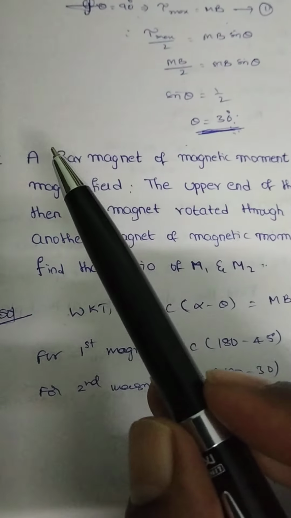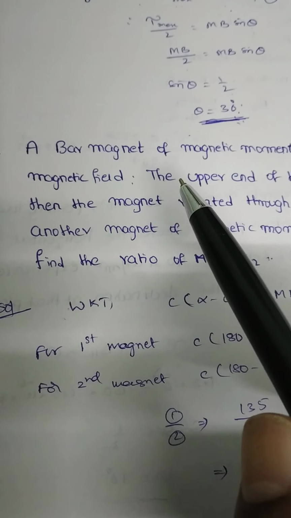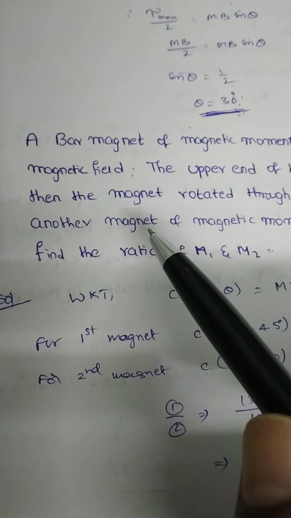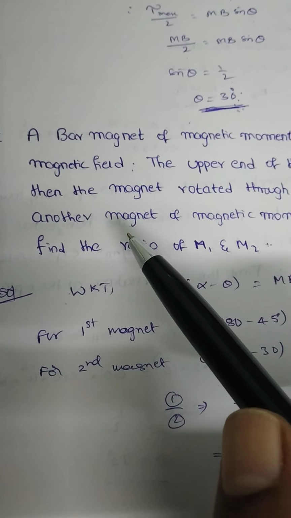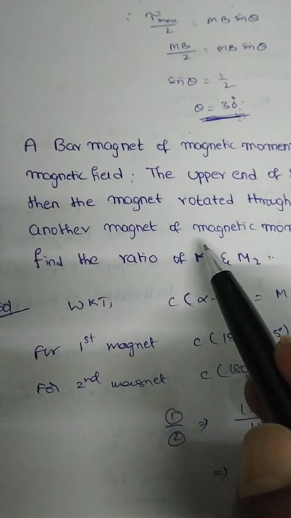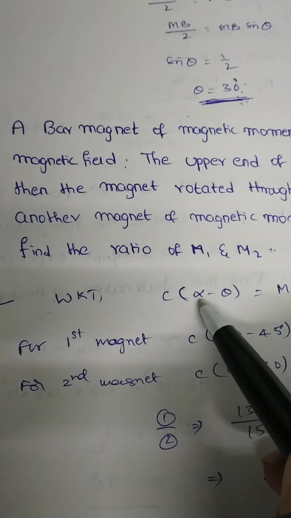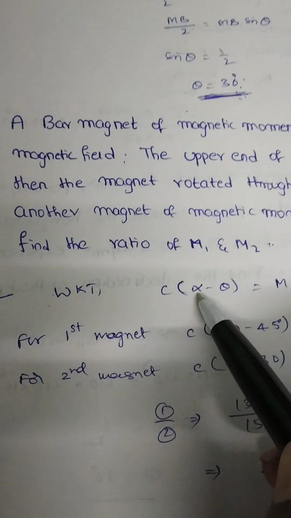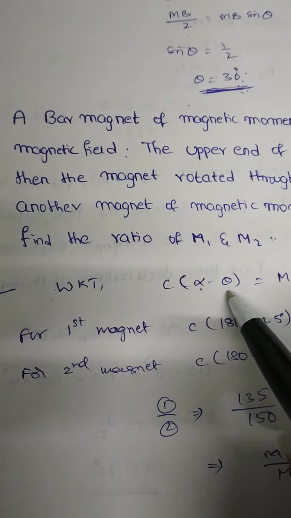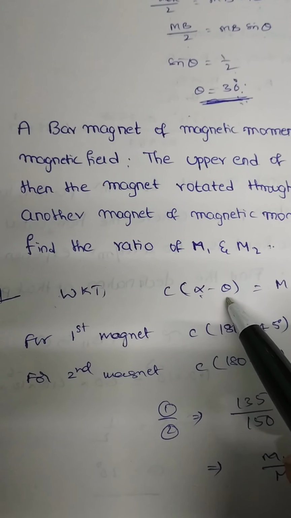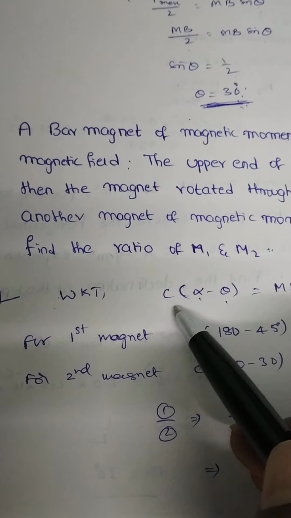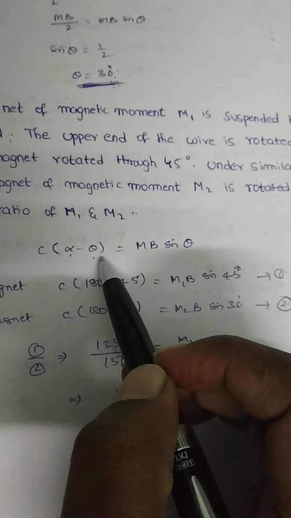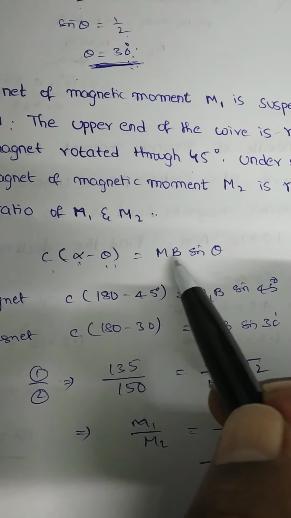So, a bar magnet is suspended from a wire or from a thread, and the upper end of the thread is rotated by an angle alpha, so that the magnet rotates in the same direction by an angle theta. Now, the deflecting torque acting is given by C into alpha minus theta. It should be equivalent to mB sin theta. This is the restoring torque.